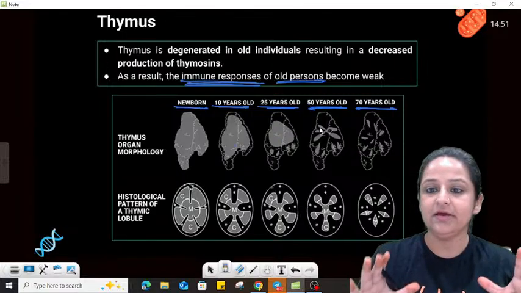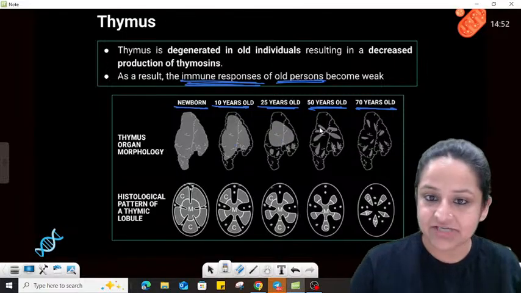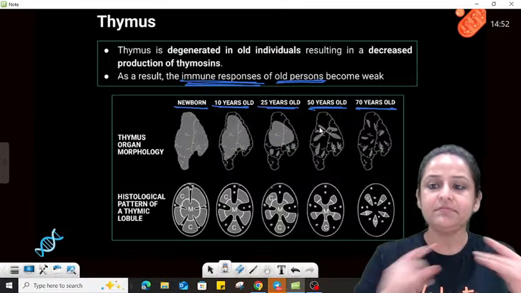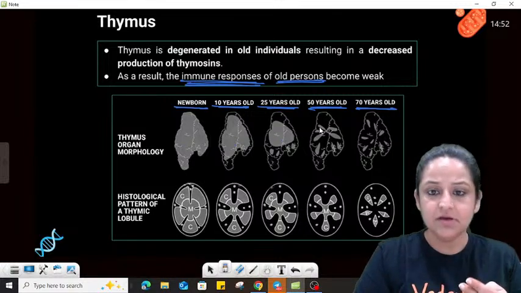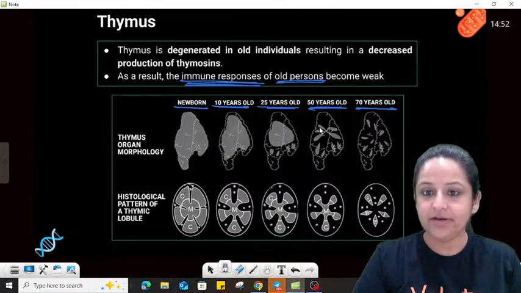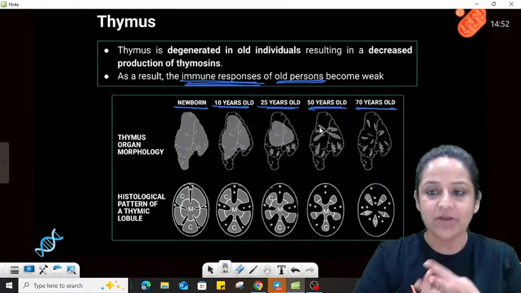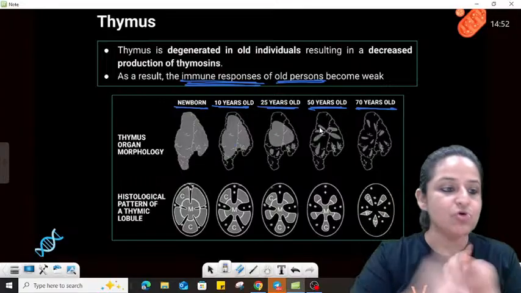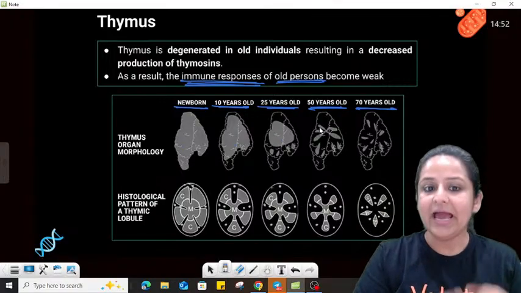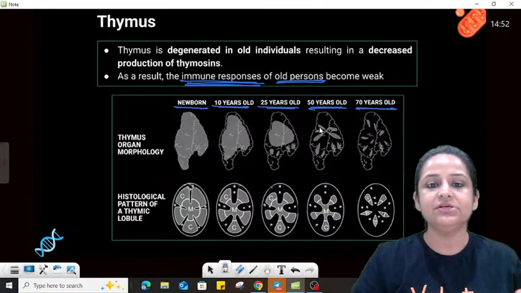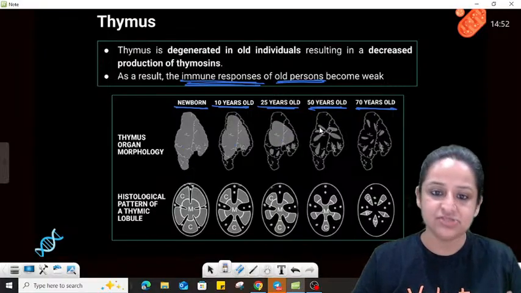So four types of glands we have wrapped up today. First we spoke about thyroid, then parathyroid, then adrenal glands, then thymus. And this is all about the special glands which are present in this chapter.